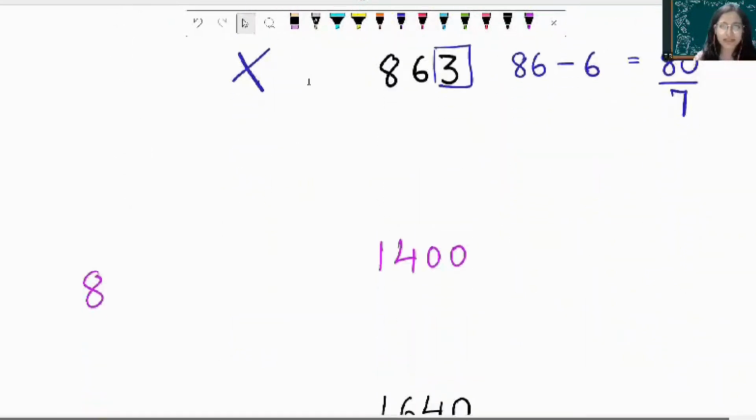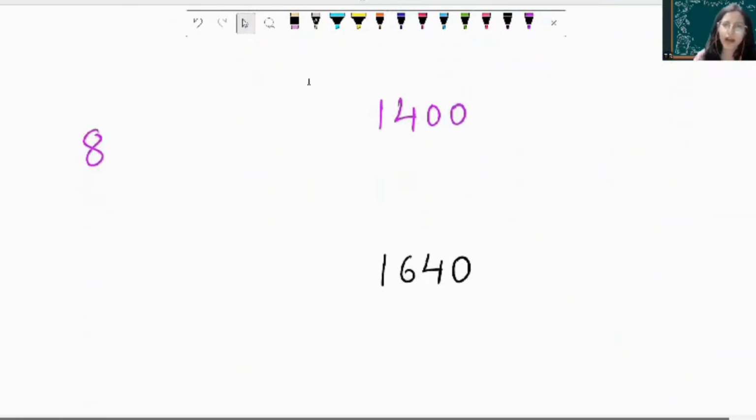Next, we are going to learn about the number 8. How do we know if a number is divisible by 8 or not? Here, we are going to look at the last three numbers. 400 we got. So you tell me, is 400 divisible by 8 or not?